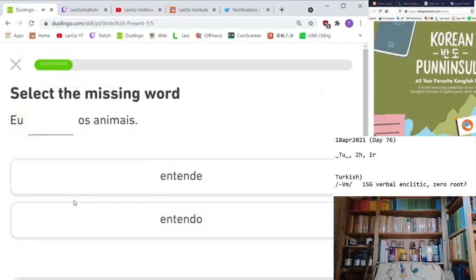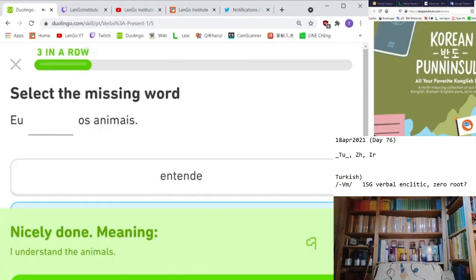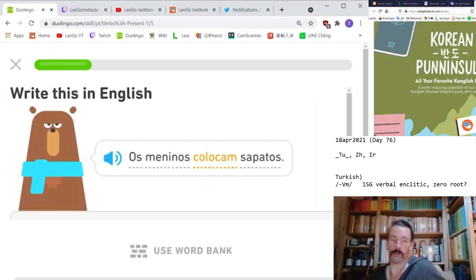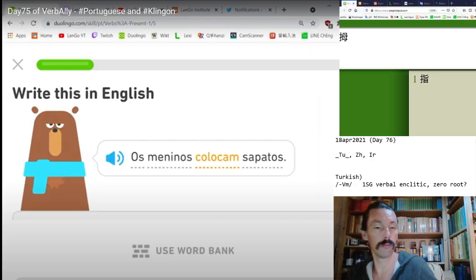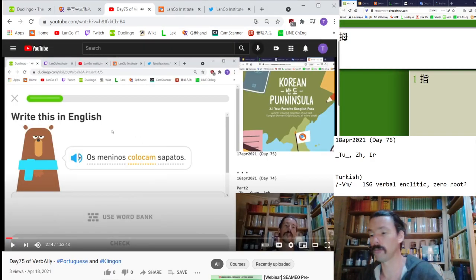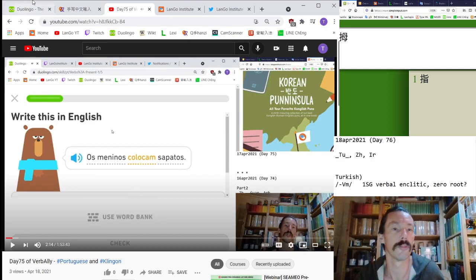Eu. Okay, it's got to be ending in O, because that agrees with subject I. I understand the animals. Eu entendo os animais. Os meninos colocam sapatos. Colocam. It's going to be collect, gather. Colocam. Put on. Okay, let's quieten that.